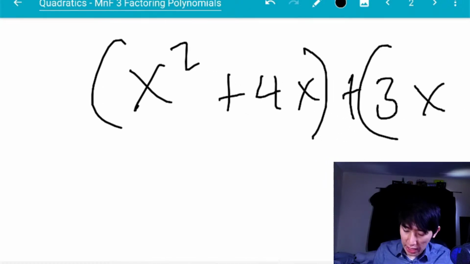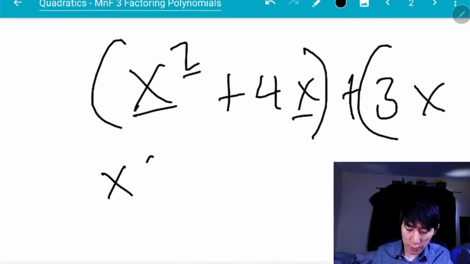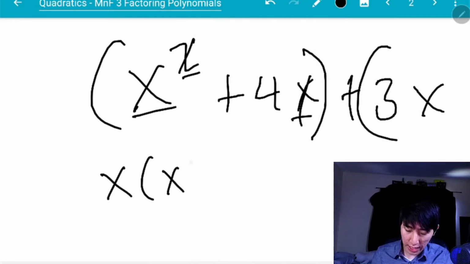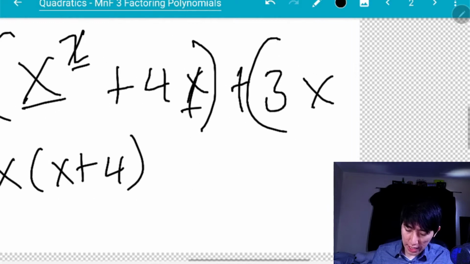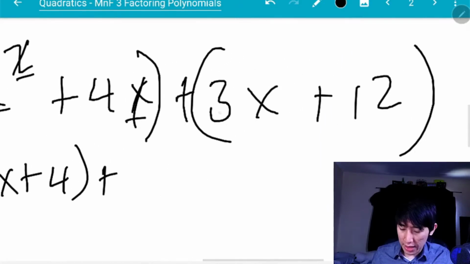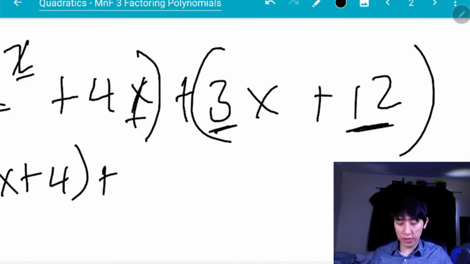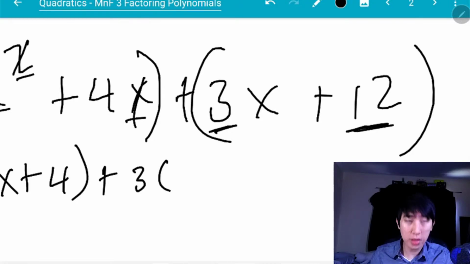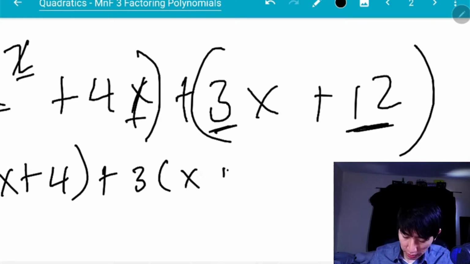What do both of these have in common? Well, this has 2 of my x's. This has 1 x, so we can take that out. We can unmultiply the x. And once I take away the x, I'm left with x plus 4. Once that's done, there's a plus here. And then we say, hey, look, there's a 3 and a 12. Both of these numbers are divisible by 3, so I'm going to unmultiply or undistribute my 3, in which case we're going to get x plus 4.